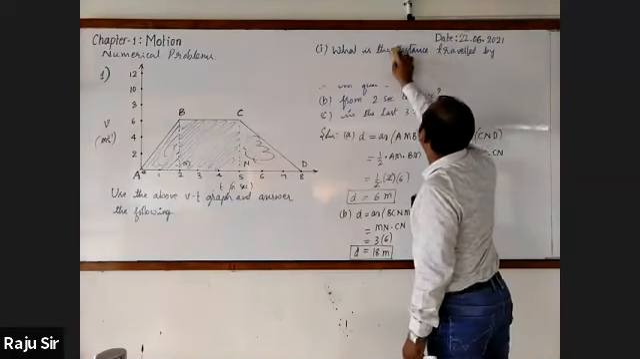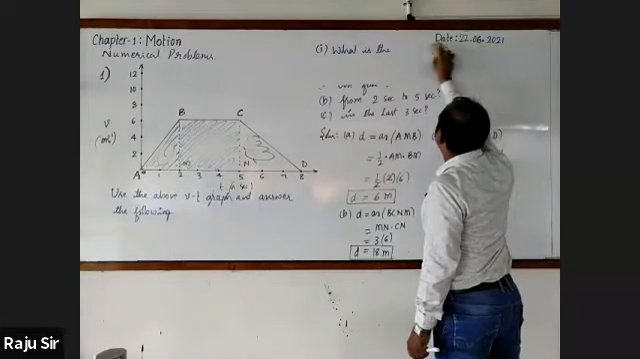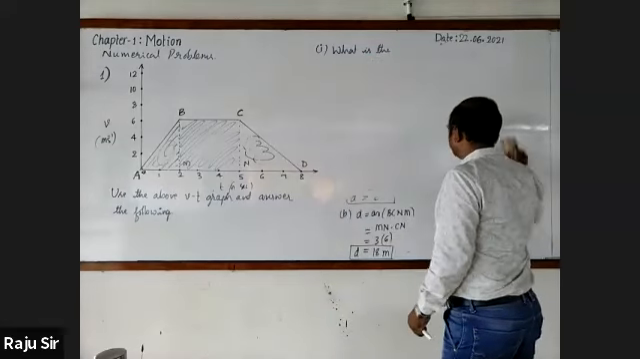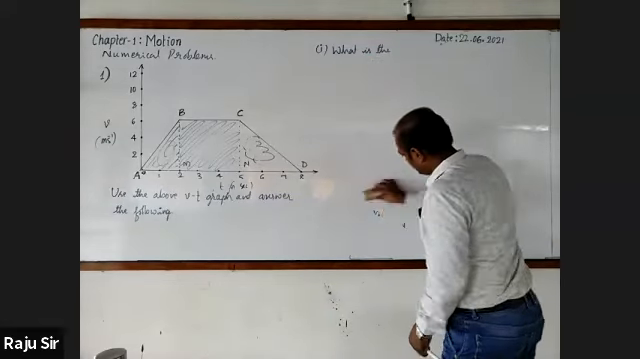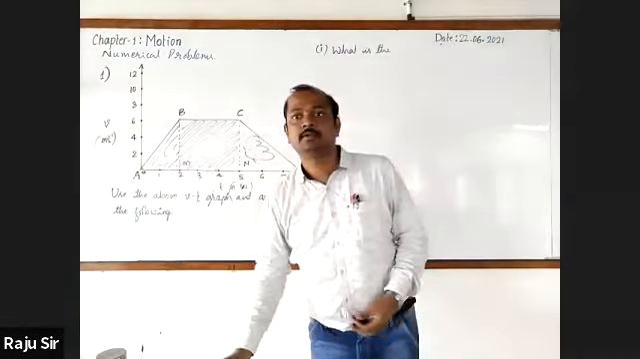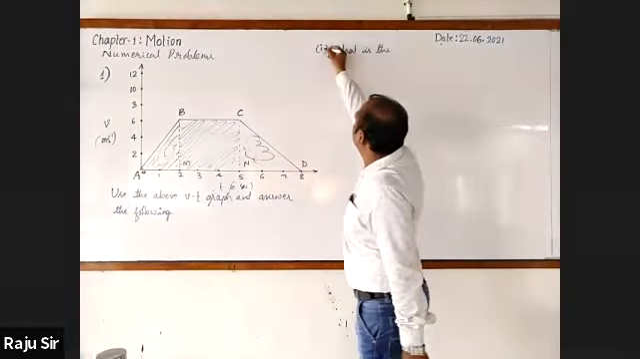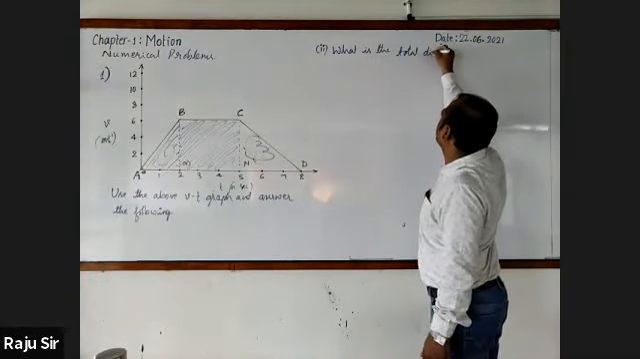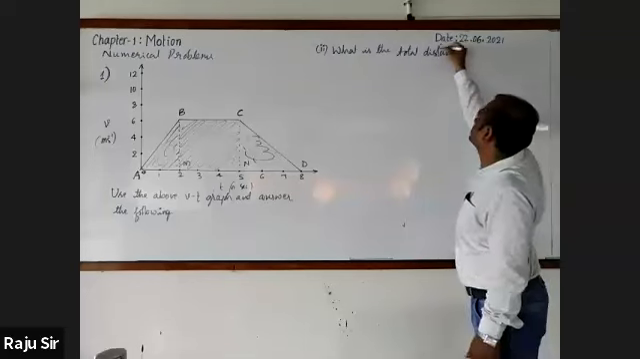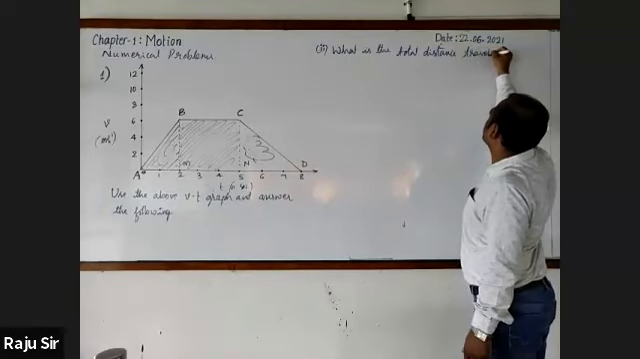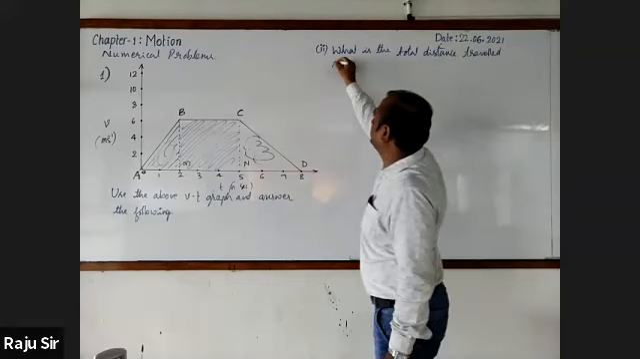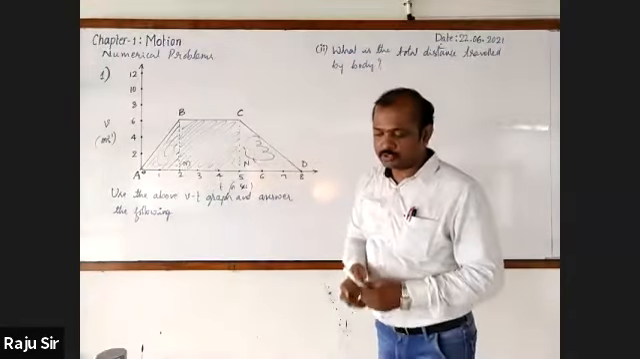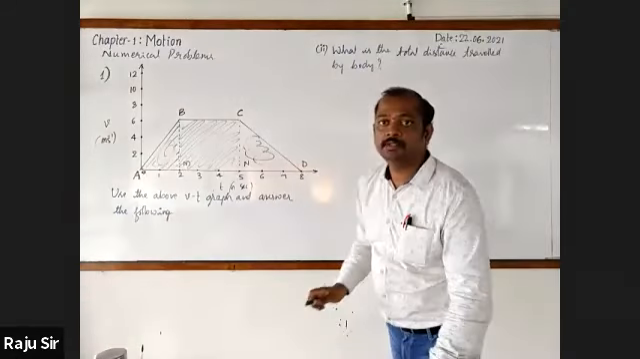What is the total distance traveled by the body? Second question. What is the total distance traveled by the body?